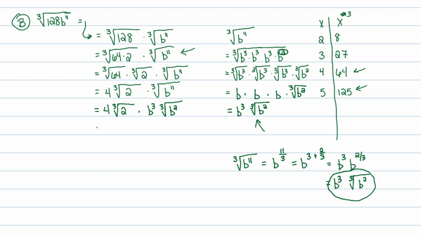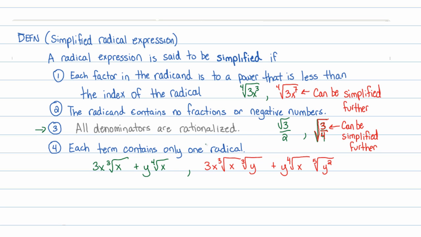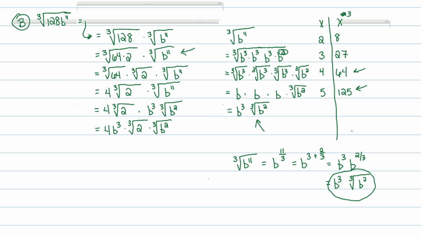All right, we're not done with this example because radicals we like to write at the back end of a term. So I'll write the 4 out front and then the b to the third times, and then we have the cube root of 2 times the cube root of b squared. But again, this is not simplified because remember, the definition of simplified says that each term contains only one radical. In other words, business like this is not allowed. We have 2 cube roots there, that's not allowed. And same thing with what we're working with. This 2 cube root business, not allowed.